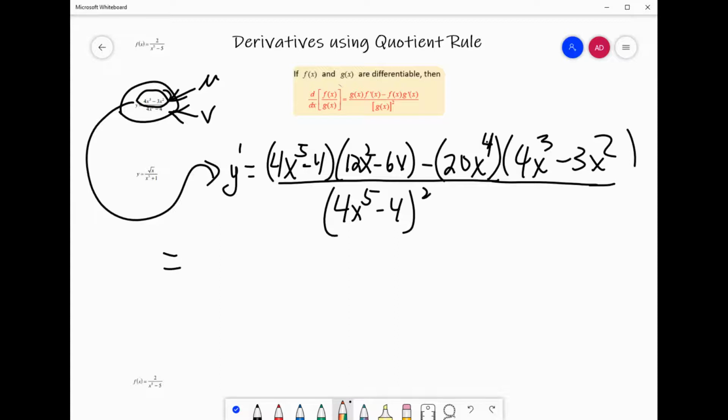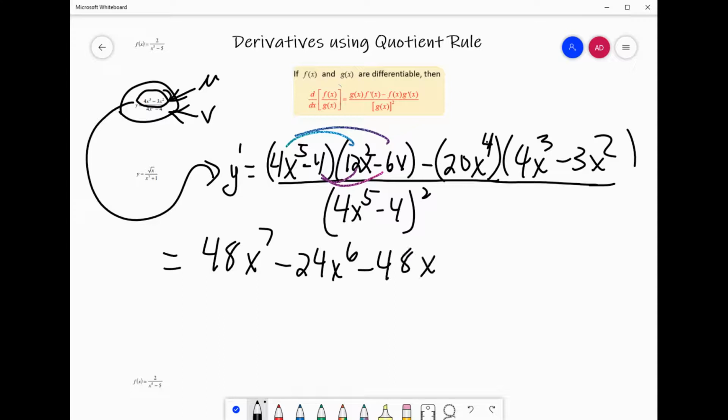No big deal. All right, so you can pause the video if you want, or you can just go through with me and look at the foiling going on here. So I get 48x to the 7th, because remember, when you multiply like bases, you add the exponents, minus 24x to the 6th, minus 48x squared, plus 24x. Please be careful. You are distributing a negative through those, okay? So make sure you really work that.